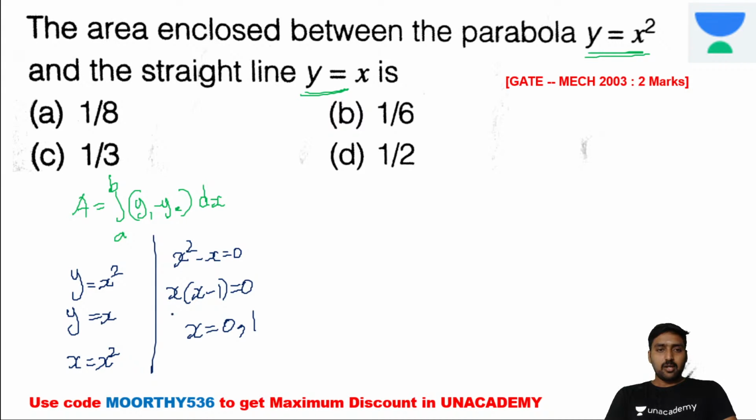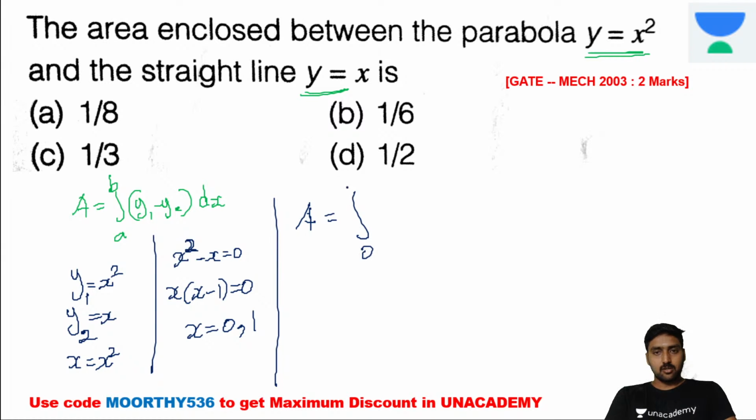Now we require the value of y1 as well as y2. What will be the value of y1? Here we take this as y1, here it's y2. Now we need to substitute the values here. Area is equal to the integral from 0 to 1 of x square minus x, where y1 is equal to x square and y2 is equal to x, into dx. Now integrate the function with respect to x.